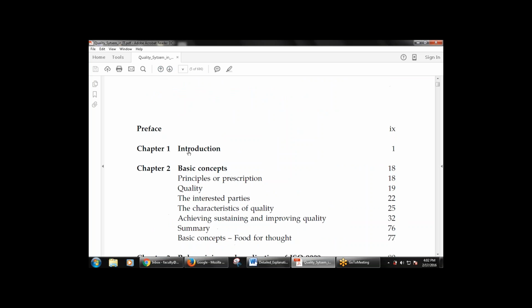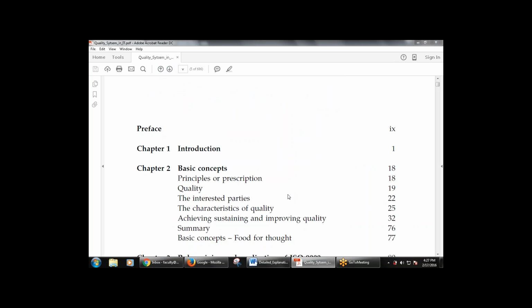First one is the introduction. Then there are the basic concepts of the quality system, that is, what are the basic concepts available for quality systems. For example, what are the various principles and definitions of quality, and what are the various interested parties in the quality system scenario. So these are the chapters discussed over here.